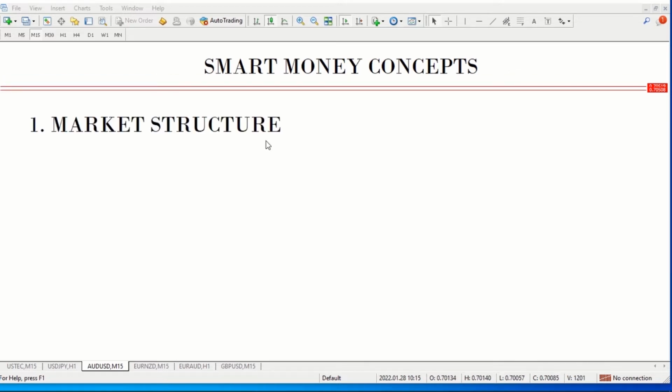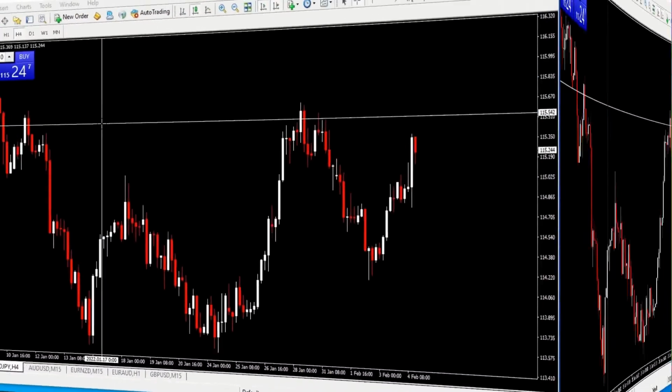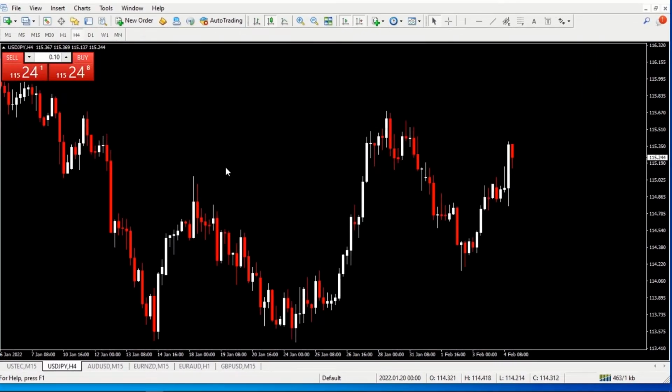In considering market structure, what you are supposed to do as a trader is to analyze the charts and look for the overall market direction on the higher time frame before you confirm it on the smaller time frame, then you enter your positions. So I'm going to take you to the charts and show you how to implement market structure analysis on the bigger time frame and confirm it on the smaller time frame. All right, now we are on the charts.